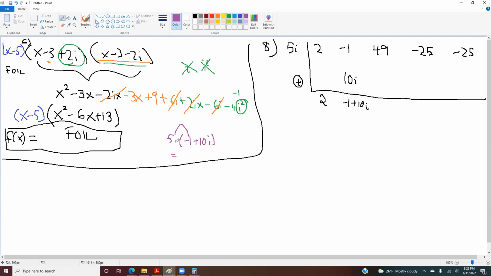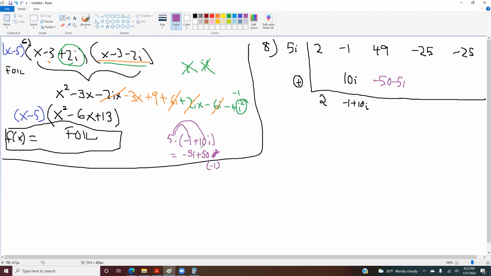So this times 5i times -1 is -5i. This times that, 5 times 10 is 50. And you got i squared, and we know i squared is the same as -1. So this will give me -50 minus 5i. So that's the reason I want you guys to put a bit more room here, because you have a bit more stuff to do here.